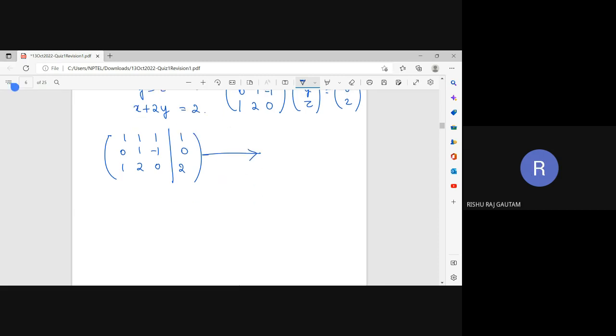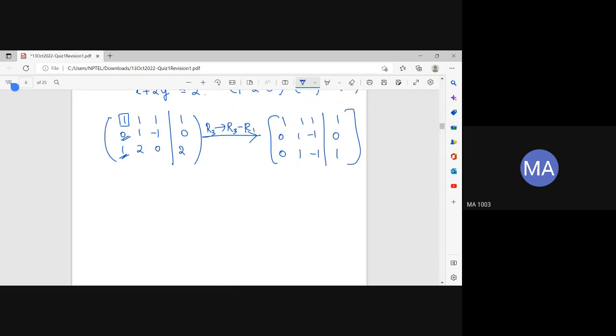So this is my pivot. Fine. This is already 0, nothing to do. I want to make this entry 0. So R3 will be replaced with R3 minus R1. We will make sure that we are doing all the operations on the right hand vector also. That is why we are doing it on the augmented matrix. 0, minus 1, 2 minus 1 is 1.